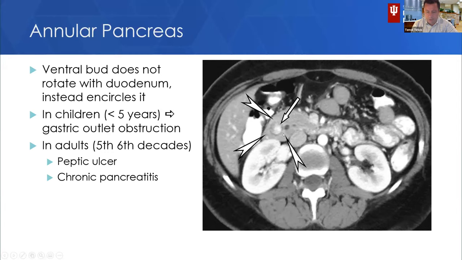Normally the pancreas should end here, but due to a problem in the embryogenesis, the pancreas encircles the duodenum, and this can result in gastric outlet obstruction in the pediatric population and some other symptoms in the adult population as well. So we can still see this finding in adults as well.